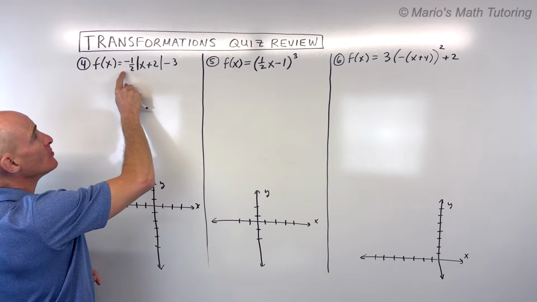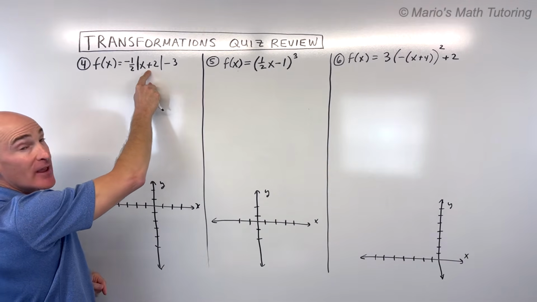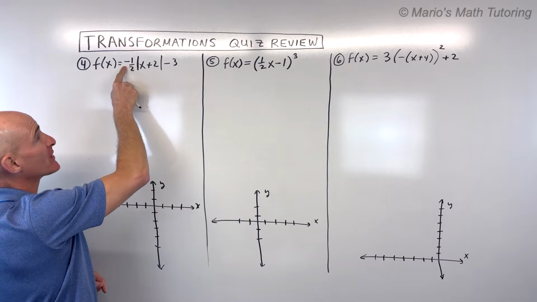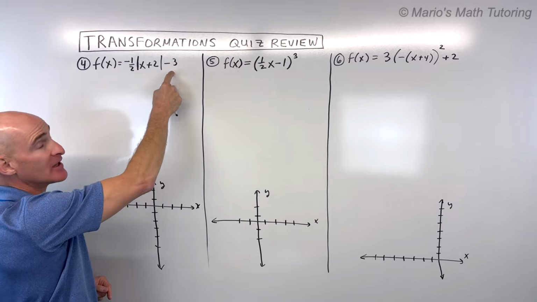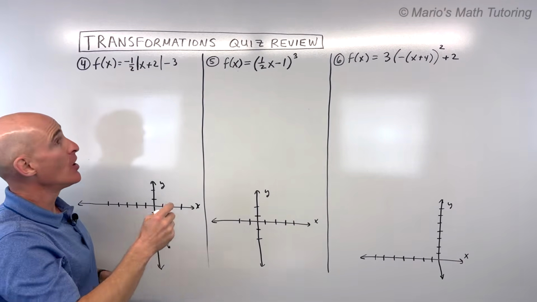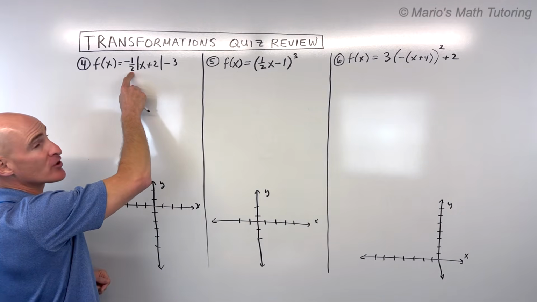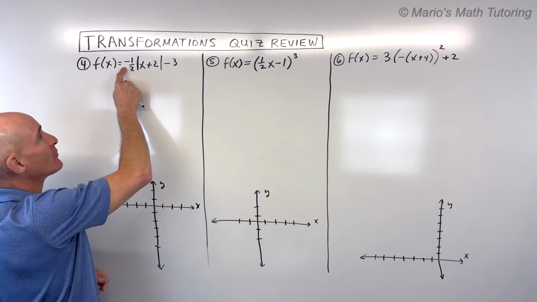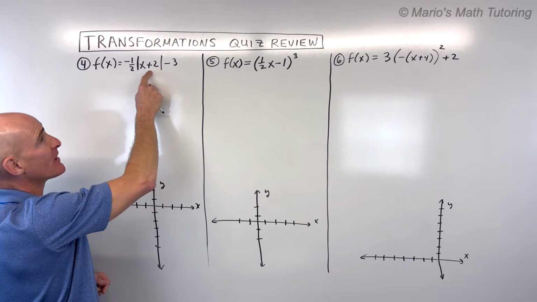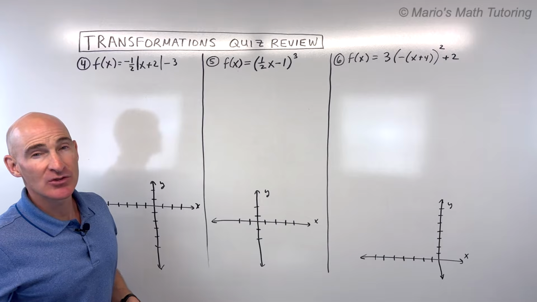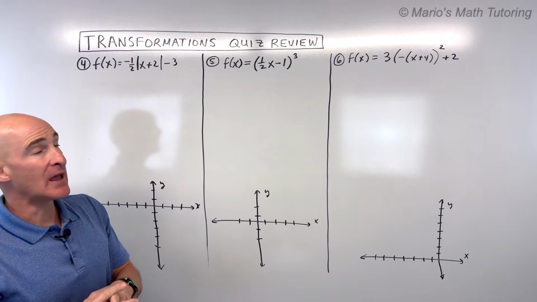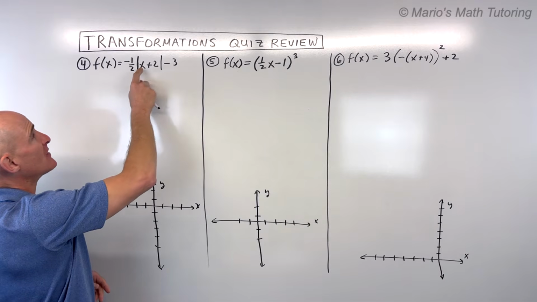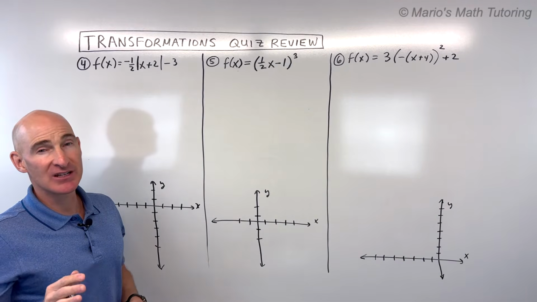One option is I could say shift left 2, reflect over the x-axis, vertical shrink by a factor of 1/2, then shift down 3. That's one option. Or I could say vertical shrink by a factor of 1/2, reflect over the x-axis, shift left 2, then shift down 3. So there are different ways to do it and get the same result. But again, what you don't want to do is say shift down 3 and then do a vertical shrink by 1/2. You're going to get a different graph.